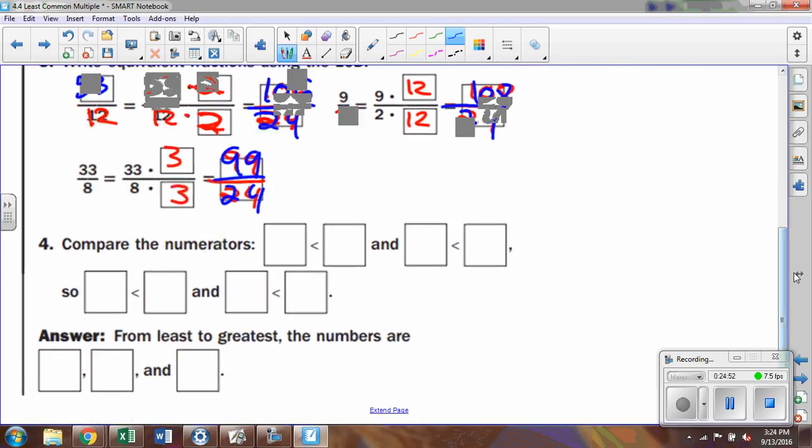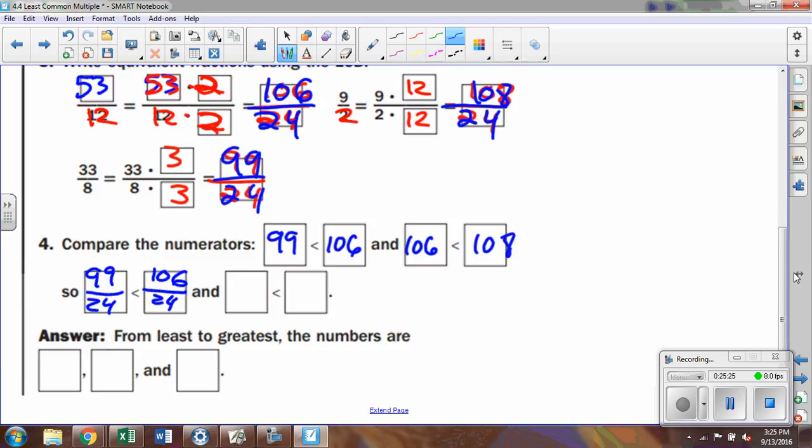That's relevant for us because now all we have to do is look at the numerators. Which is the smallest numerator? 99 is smaller than 106, and 106 is smaller than 108. Just putting the numerators in order, we get 99 over 24 is smaller than 106 over 24. 106 over 24 is smaller than 108 over 24.